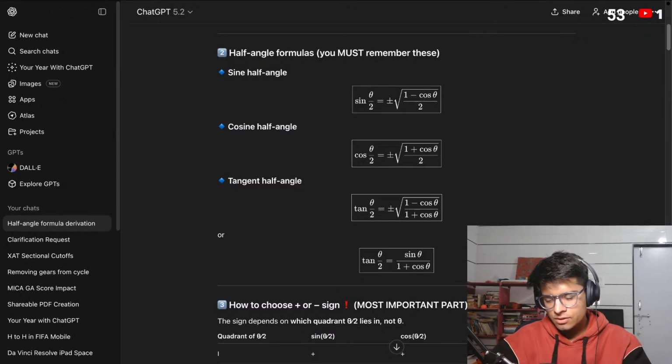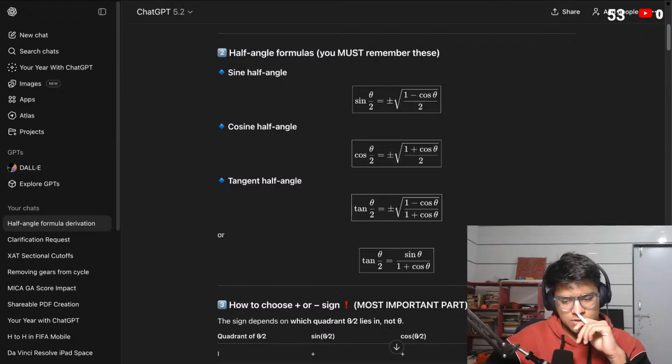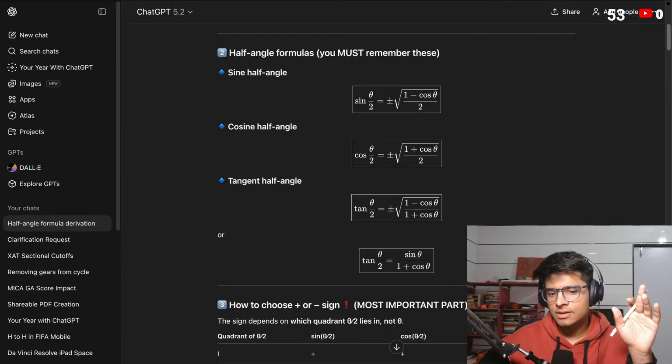Sin theta by 2 will be plus minus under root (1 minus cos theta) by 2, and sin theta upon 1 plus cos theta is tan theta by 2, which basically means I don't need to remember the tan theta value. Okay, fine.